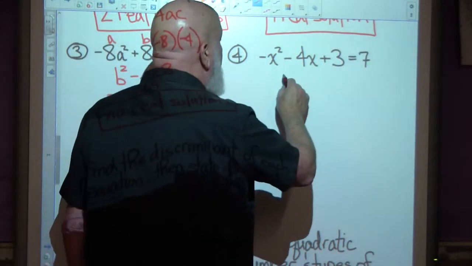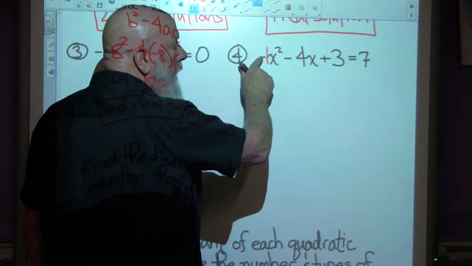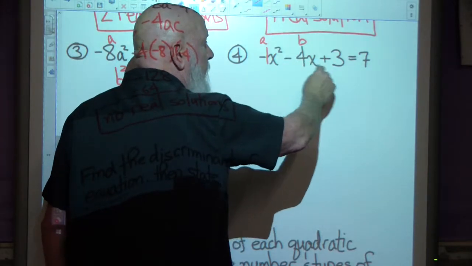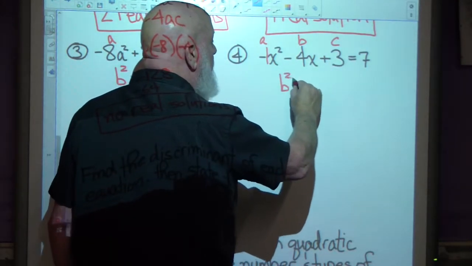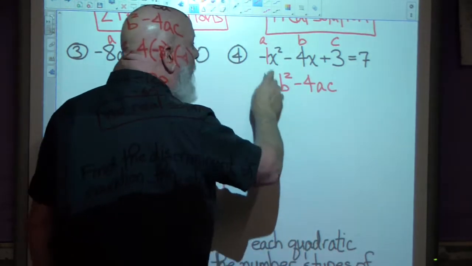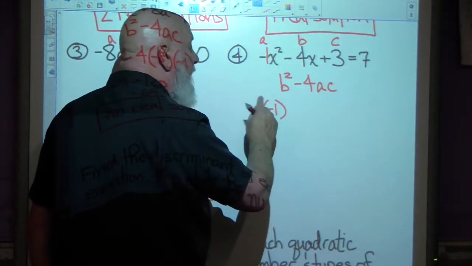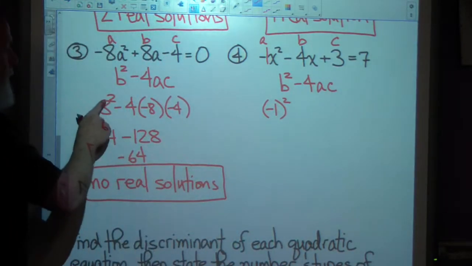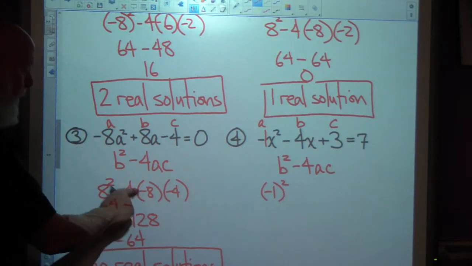And let's do another one here. A is, if you can't see it, an implied 1, and that minus sign means that A is negative 1. B is negative 4. C is positive 3. So we're going to go B squared minus 4AC, that's the discriminant. And B squared is negative 1, so I'm going to put it in parentheses. When I square it, your calculator will go negative 1 times negative 1. Notice when it was positive, I didn't bother putting it in parentheses. But when it's negative, I put it in parentheses.